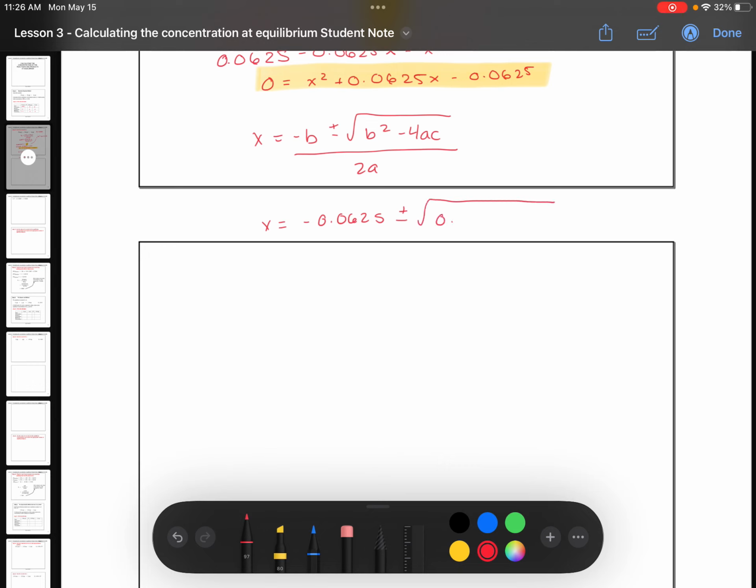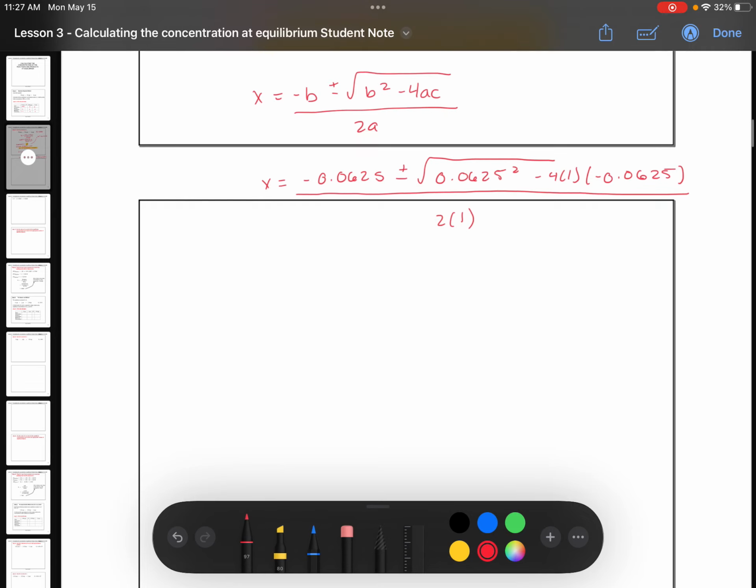So therefore, we'll get x equals negative 0.0625 plus or minus the square root of 0.0625 squared minus 4 times 1 times negative 0.0625. Divide this all by 2 times 1. So please make sure that you are filling this in. Please make sure that you're filling in all of this information into your equation.